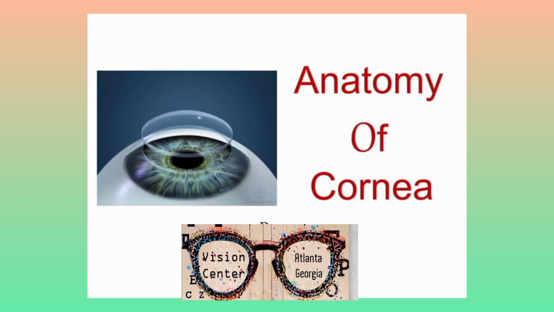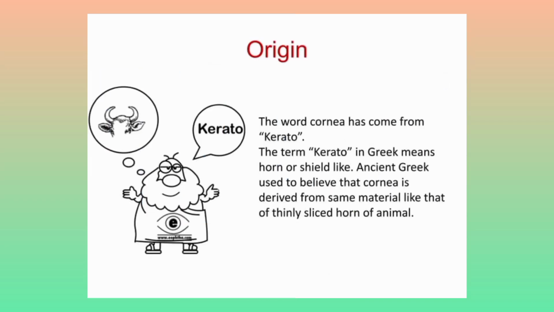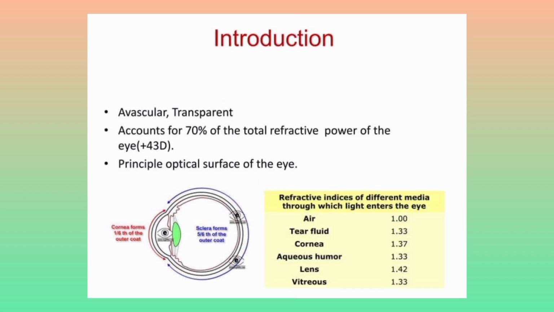Today we will discuss the detailed anatomy of cornea. Let's know about the origin of cornea. The word cornea has come from kerato. The term kerato in Greek means horn or shield-like. Ancient Greeks used to believe that cornea is derived from the same material as that of a thinly sliced horn of an animal.